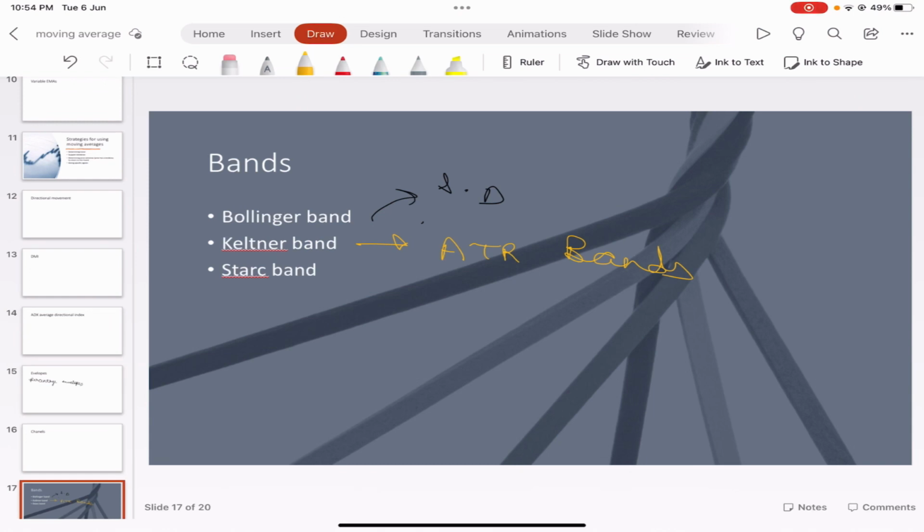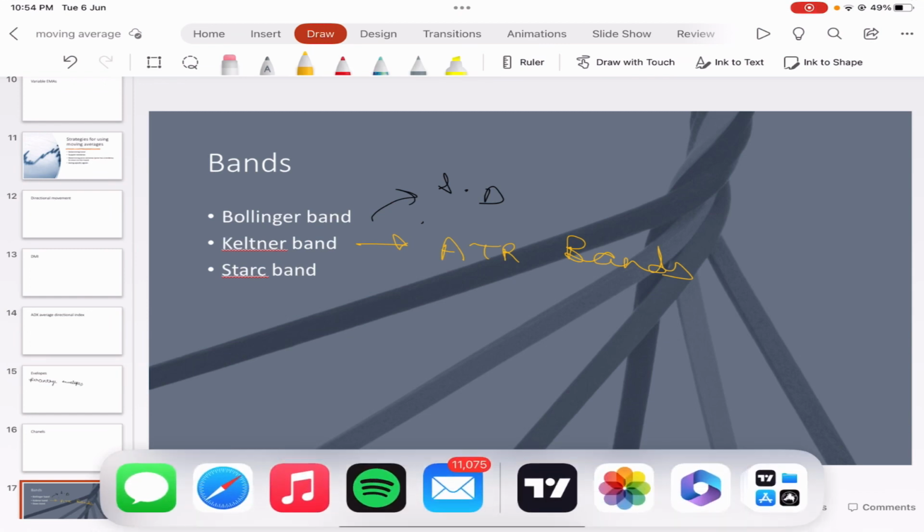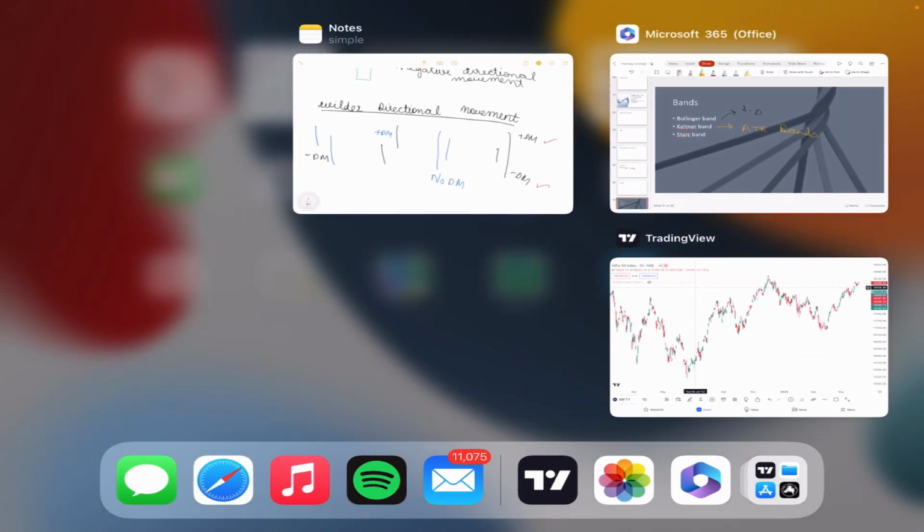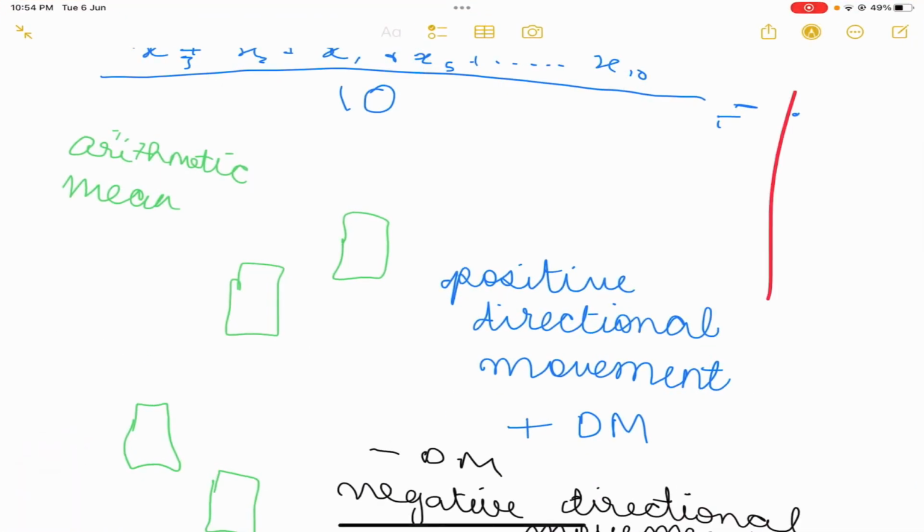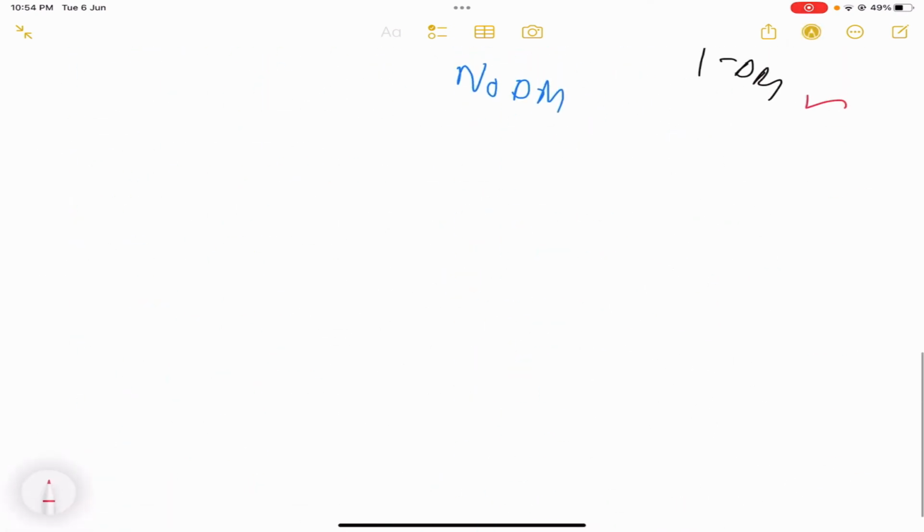Okay, so we are done with 3 of the bands. I'll just quickly write down the formulas in the notes, so later on, if you want to revise for the exams, you can see this and you can revise. I hope you are writing all this.